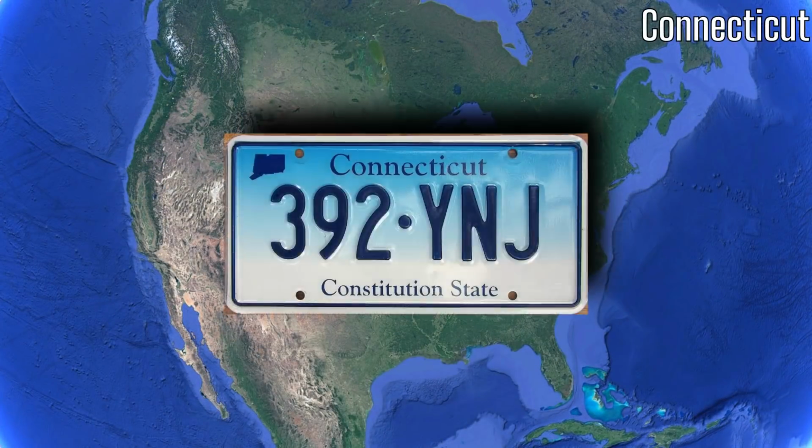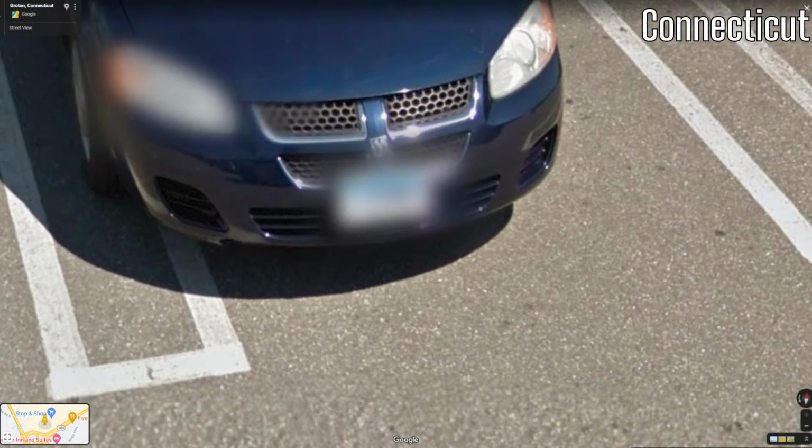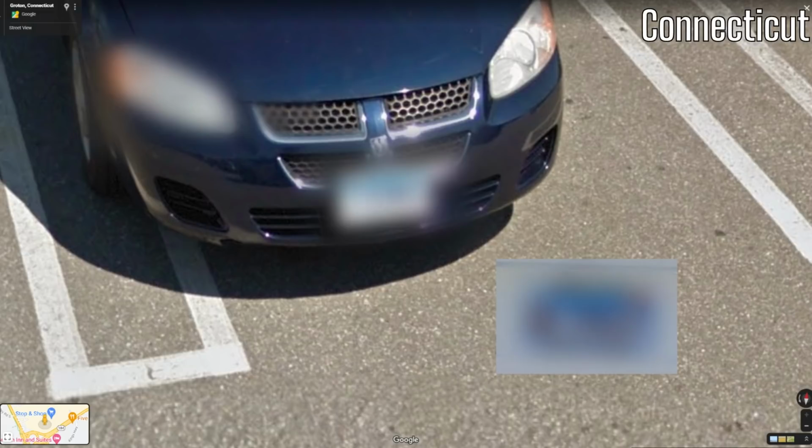Connecticut's plates are a blue and white gradient, and this is an easy pattern to spot when blurred out. As I mentioned earlier, be careful not to confuse them with Illinois plates.